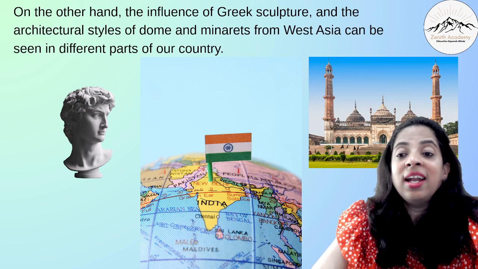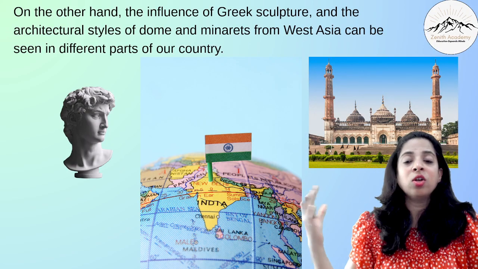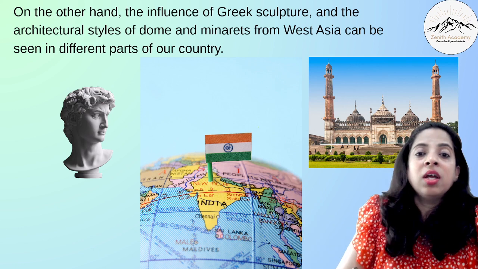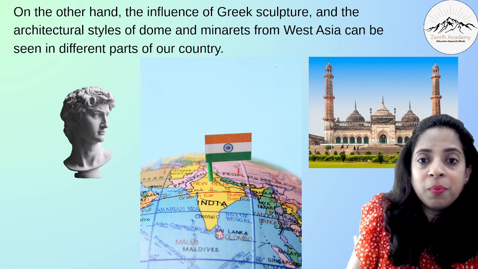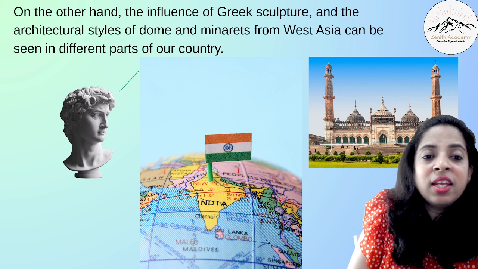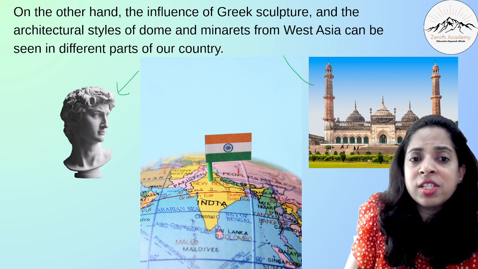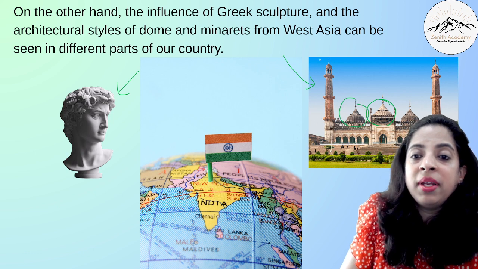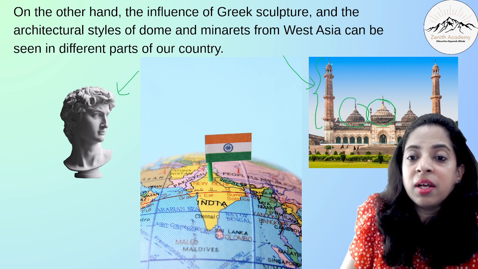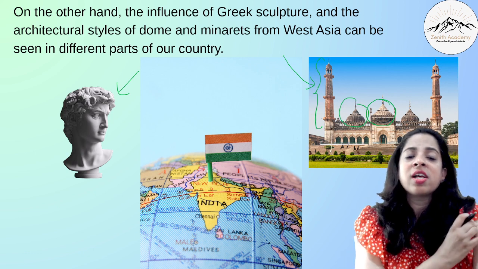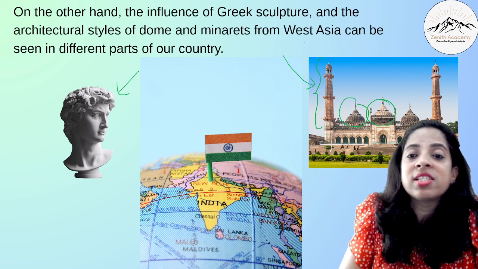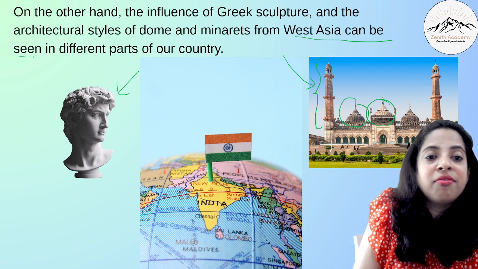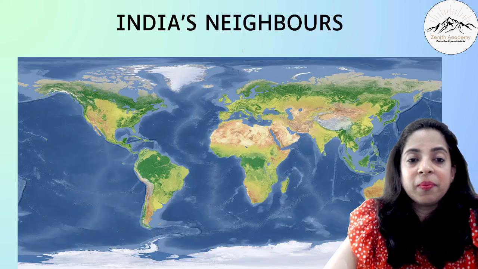Now, on the other hand, India में भी बहुत सारी चीज़ें आई. Lot of things came to India. The influence of Greek sculpture, and you can see Greek sculpture, the architectural styles of domes. Can you see the different domes here? Minarets, minar जो होती है, minarets. So, architectural styles of dome and minarets from West Asia can be seen in different parts of our country.